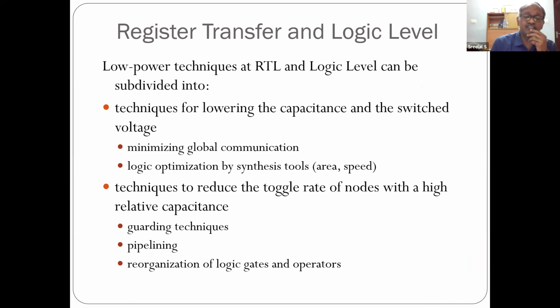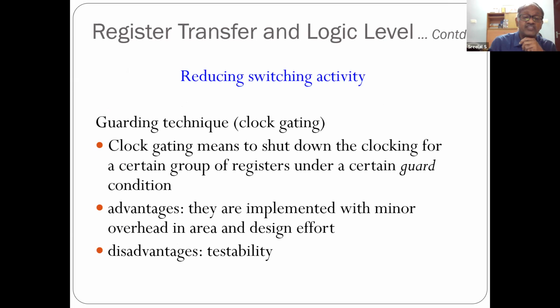So at register transfer and logic level, the low power techniques at RTL and logic level can be subdivided into techniques for lowering the capacitance, minimizing global communication, logic optimization by synthesis tools, and techniques to reduce the toggle rate of nodes with high relative capacitance. These are called guarding techniques, pipelining, reorganization of logic gates, operators, etc.